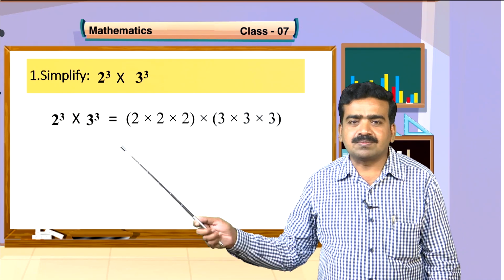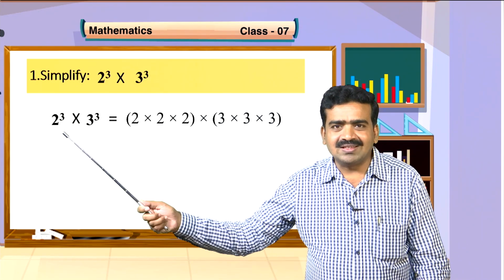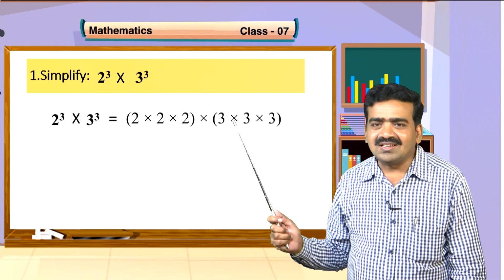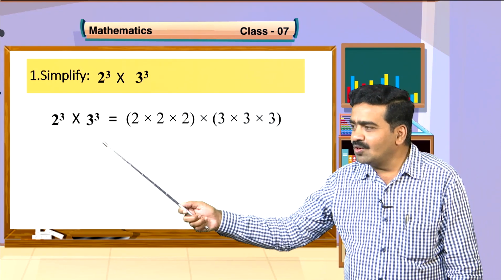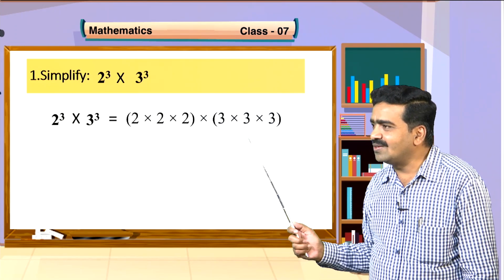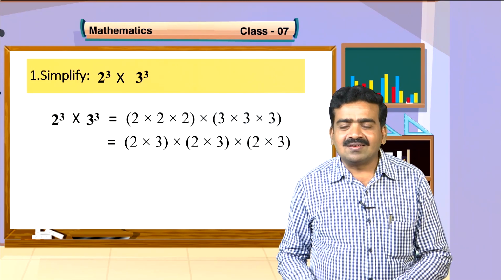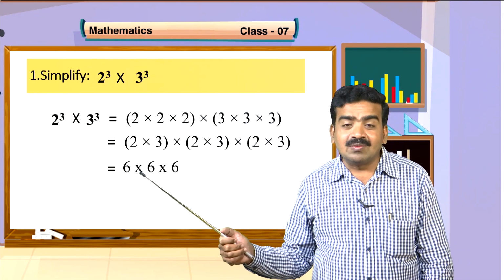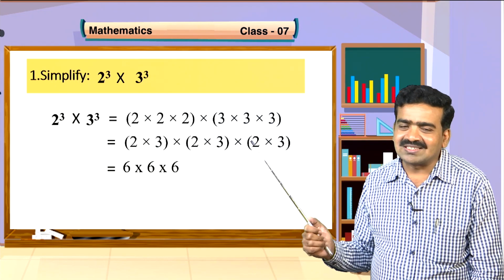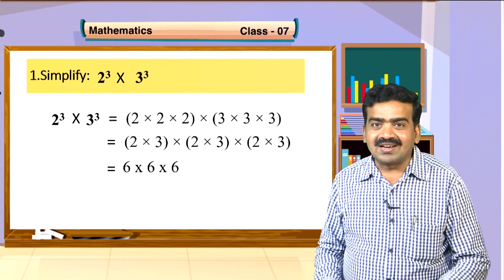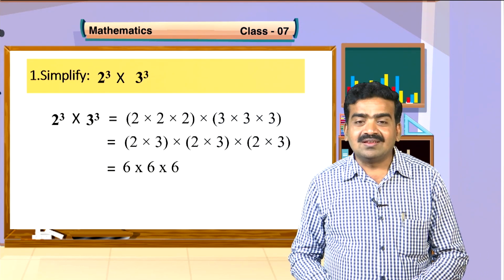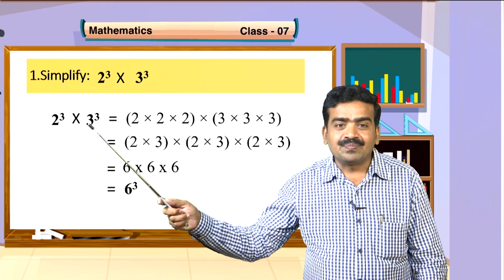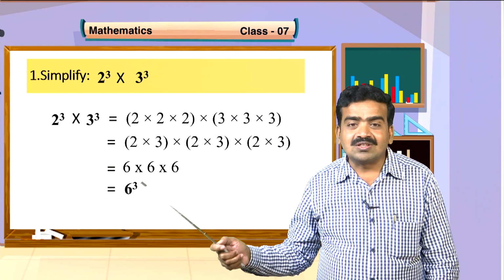Here 2 cubed can be expressed as 2 into 2 into 2. 2 cubed means 2 is repeated thrice. Similarly, 3 cubed means 3 into 3 into 3. What is meant by 3 cubed? 3 cubed means 3 is multiplied by itself 3 times, that is 3 into 3 into 3. Now, if you combine like this in terms of 2 into 3, 2 into 3, 2 into 3, we will get this, which can be written as 2 3s are 6, 2 3s are 6, 2 3s are 6, that is 6 into 6 into 6. How many times is 6 repeated here? Very good. Here 6 is repeated 3 times. So that means 2 to the power of 3 into 3 to the power of 3 is equal to 6 to the power of 3.